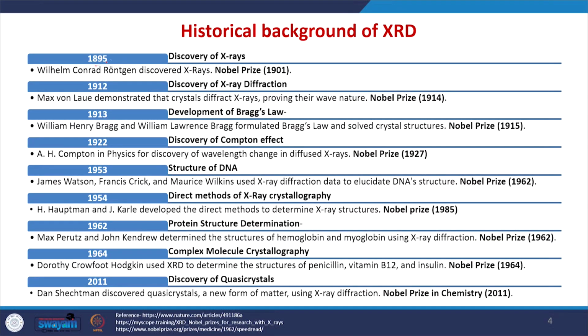Let us briefly see the history of XRD. X-ray was discovered in 1895 and for the discovery of X-ray the Nobel Prize was given in 1901. Followed by the discovery of X-ray, X-ray diffraction was discovered in 1912 and the Nobel Prize was given in 1914. Based on X-ray diffraction you can see that there are so many Nobel Prizes, which shows the importance of this technique, including the structure of DNA which was illustrated using XRD, and protein structure. So this technique played a very important role not only in material characterization, it also played a very important role in biological science.